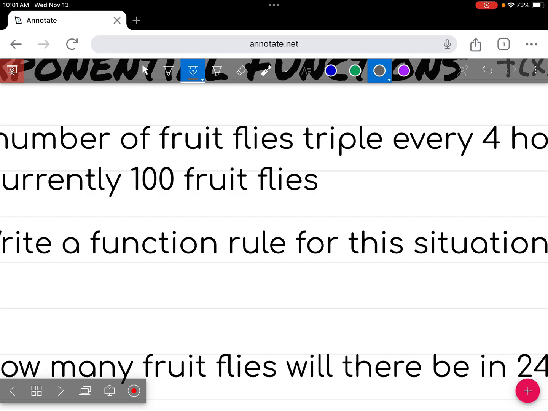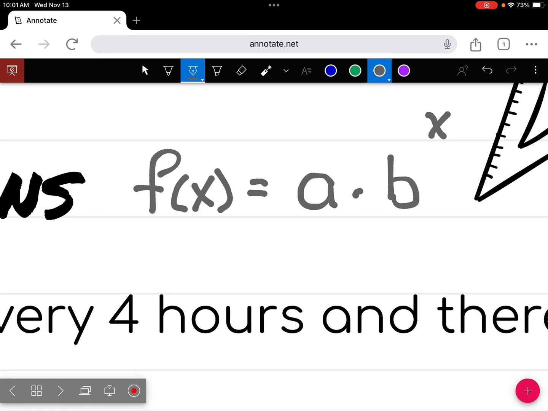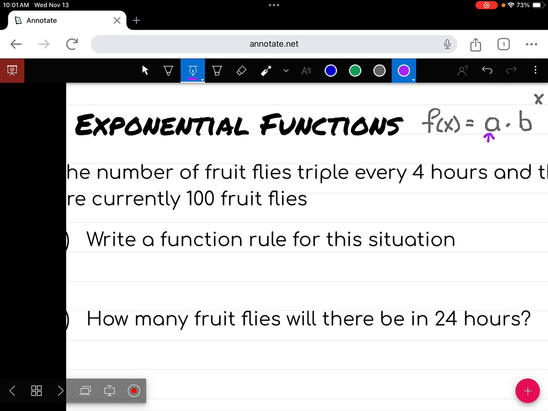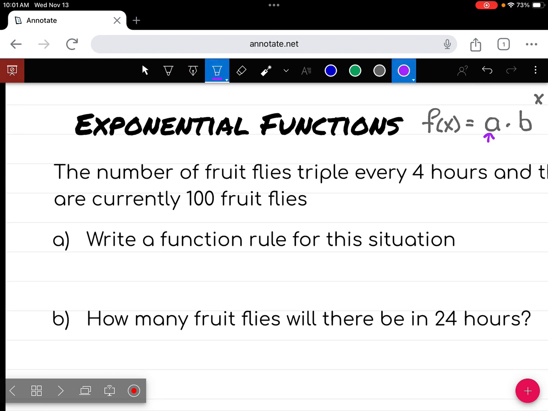So, A is going to be our starting amount. A is where we begin. So this is always going to be our starting amount. So how many do we start with? 100. So A is 100.